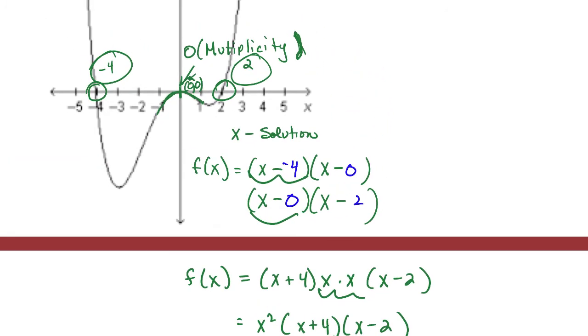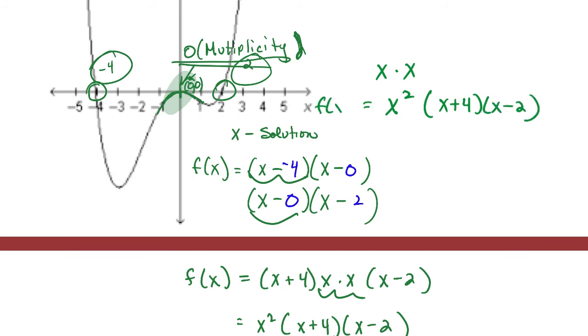for a solution, like we did in this problem, x is a factor. And then since it happened twice, x is a factor again. So right away we know x squared, that gives us that 0 with multiplicity, and then we just have to figure out the other factors, x plus 4 and x minus 2, just by looking at those solutions.